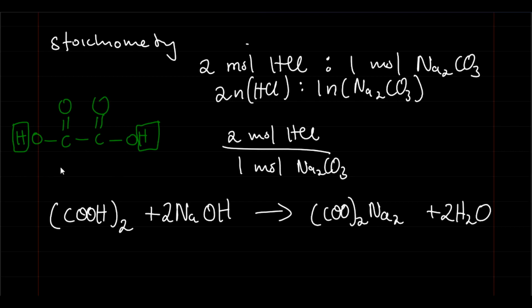Which makes this acid a diprotic acid. So a reaction between a diprotic acid and a strong base, I'm talking about sodium hydroxide and potassium hydroxide. For each and every diprotic acid, we'll always need 2 moles of sodium hydroxide or potassium hydroxide. So the stoichiometry in this part is what?